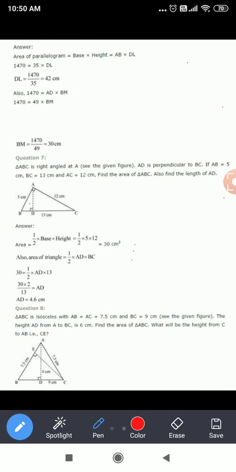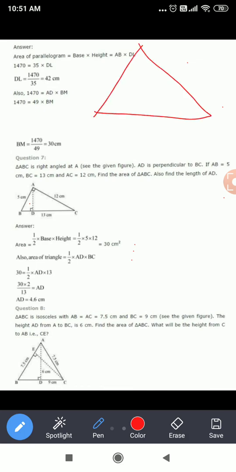ABC is an isosceles triangle where AB equals AC and BC is 9 centimeters. BC is given as 9 centimeters. There are two heights: one is from C to AB and one is from A to BC. AD and CE are the two heights. Clear? We have to find the height CE. The height of AD is given, you can see it is 6 centimeters. Clear?